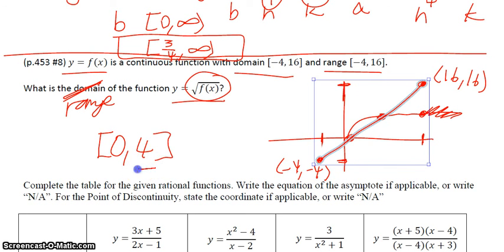Where does the 4 come from? The 4 comes from the 16 being square rooted. And where does the 0 come from? All the negative numbers cannot be square rooted, they just won't exist. So the y value will start at 0. Okay, so the range of the square root is this, this is the answer.